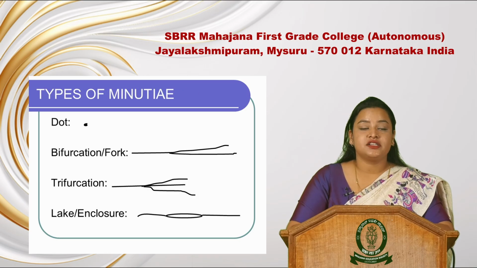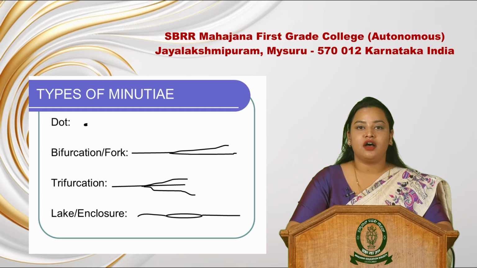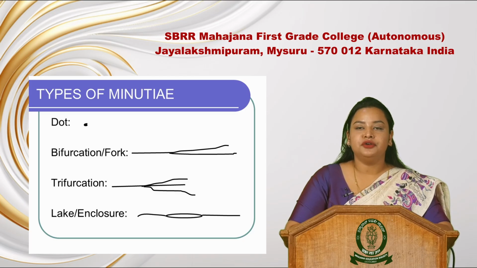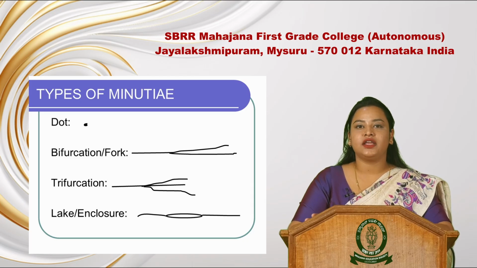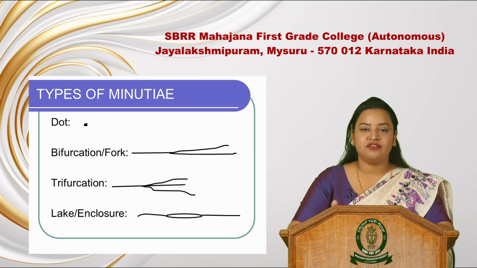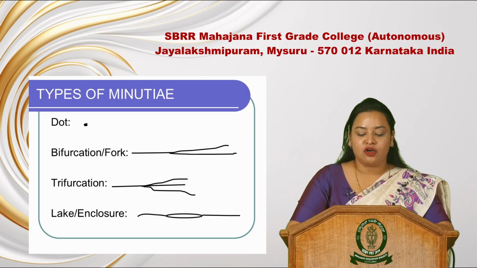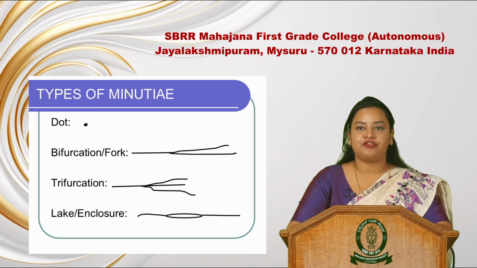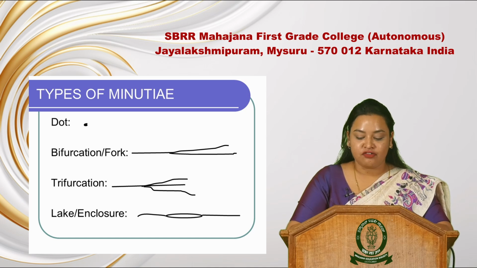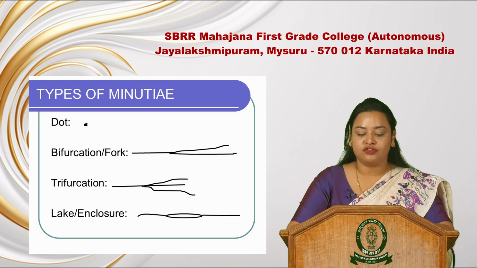First is dot, second is bifurcation or a fork, third is trifurcation, fourth is a lake and enclosure. As you can see here in dot, it's nothing but a dot that is present, so that's why it's called a dot. Second is bifurcation. You can observe one line going and dividing into two different lines, also forming a fork. So that's why it's called a fork or a bifurcation.